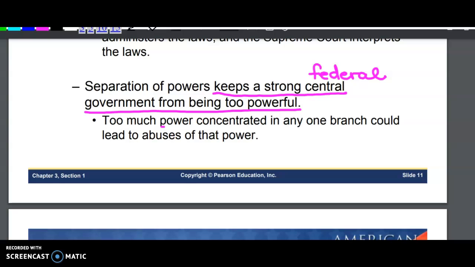If too much power is concentrated in any one branch, it could lead to abuses of that power. If too much power is put in the president's hands, then he or she will probably abuse that power. If too much power is given to Congress, more than likely they will abuse that power. If too much power is given to the judiciary, the Supreme Court, they will probably abuse that power. So the reason for separating the powers is to keep it from being abused by any one branch of the government.